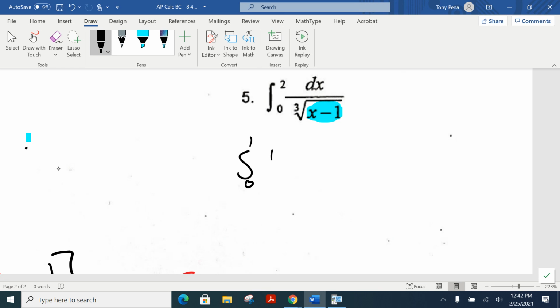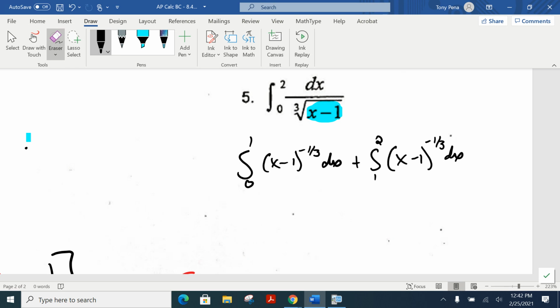As we rewrite, let's rewrite this as we do it. So this would be x minus 1 to the negative 1/3. And then the next one would go from 1 to 2, also x minus 1 to the negative 1/3. If you want to rewrite it, go ahead. I'm going to use my eraser, and instead of 1, we're going to replace those with our variable.